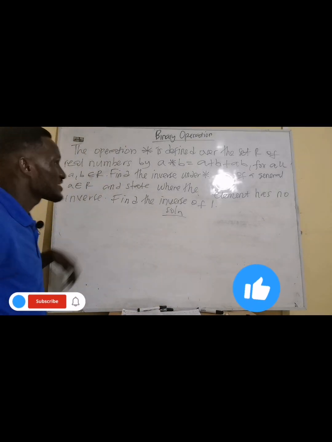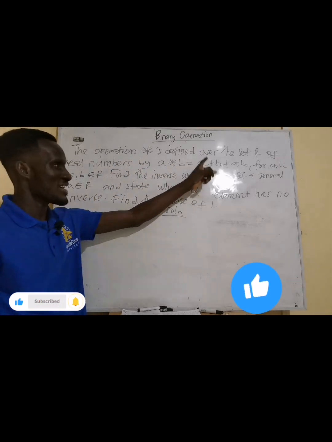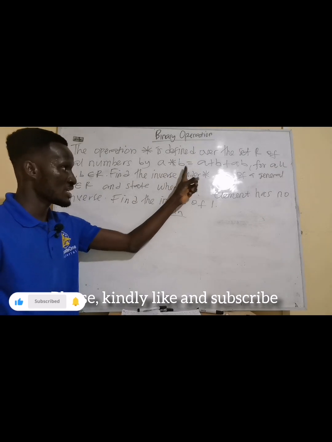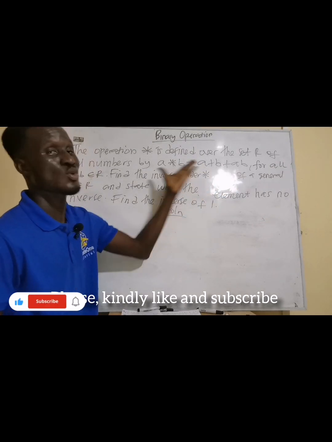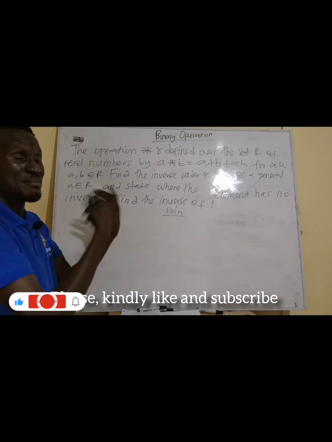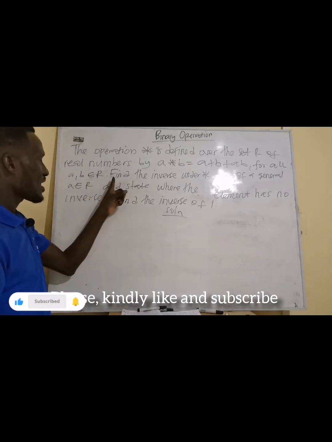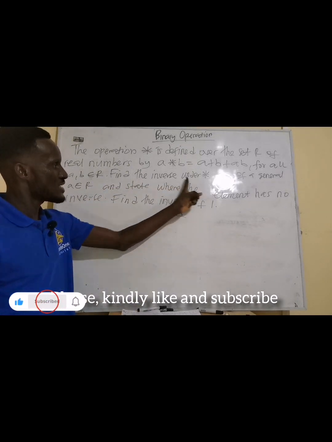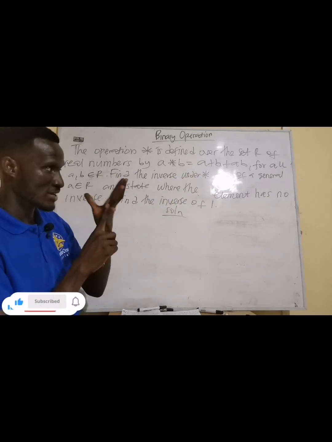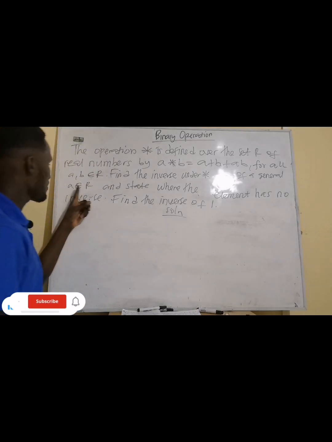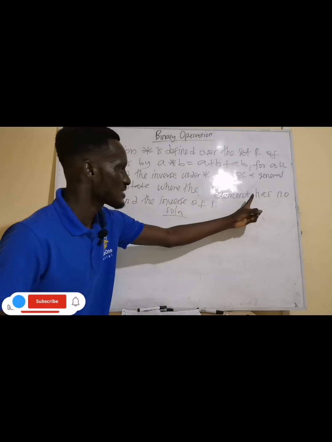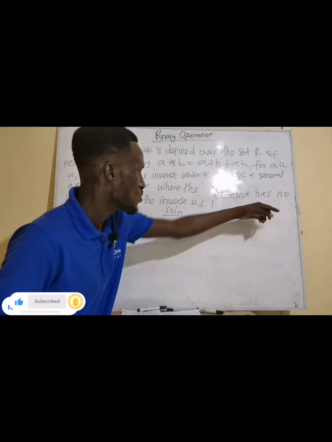The operation asterisk is defined over the set R of real numbers by A * B = A + B + AB. So this is the definition, for all A, B belong to R, meaning A and B are all real numbers. Now the first one says we should find the inverse under the operation, so you have to look for the inverse of a general A belonging to R, and state where the element has no inverse.